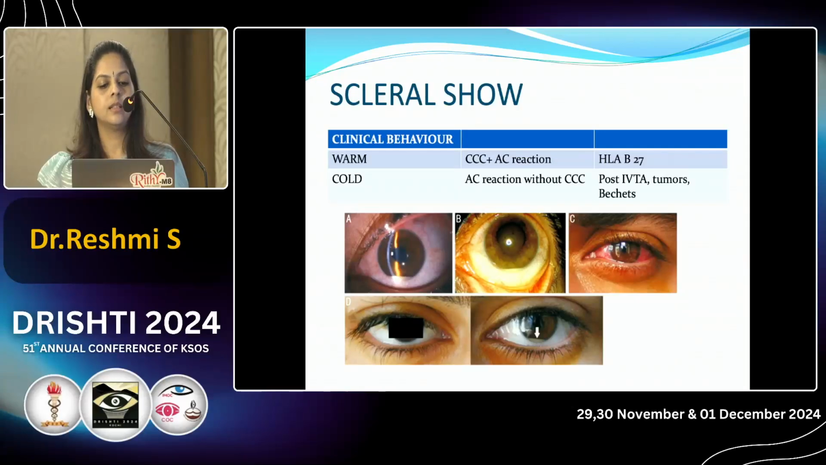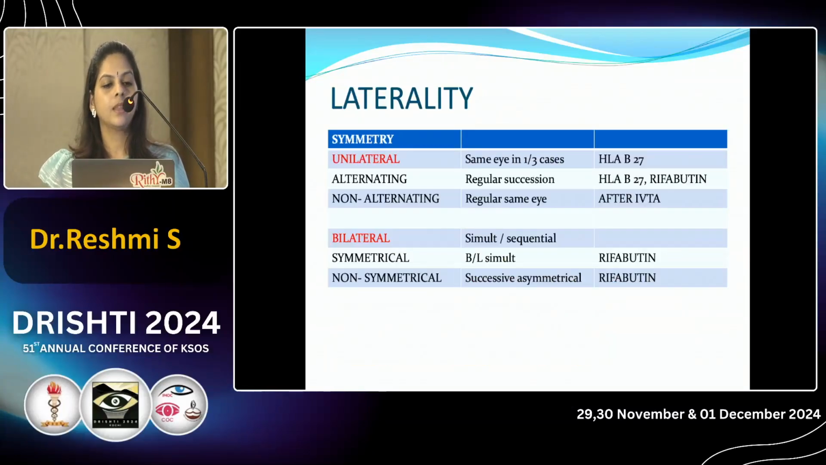The lower images show the right and left eye of the same patient. We can see that it's a completely white eye with hypopyon in one eye, so it's a cold hypopyon. Based on laterality, it can be unilateral alternating in HLA-B27 and non-alternating as in after IVTA patients. Bilateral, symmetrical and non-symmetrical are seen in rifabutin patients.